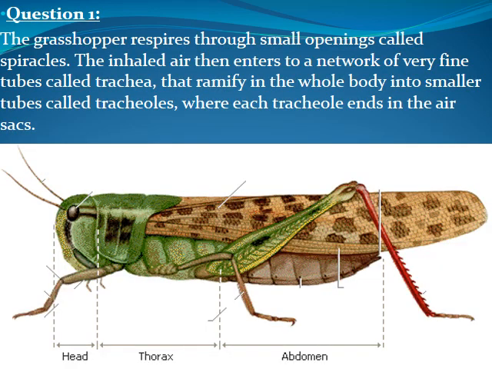Let's start with question number 1. The grasshopper respires through small openings called spiracles. The inhaled air then enters a network of very fine tubes called trachea that ramify in the whole body into smaller tubes called tracheals, where each tracheal ends in the air sacs. As you see here, the body of the grasshopper is composed of three main parts: head, thorax, and the abdomen, where it contains the spiracles. These three parts are the parts of the grasshopper.